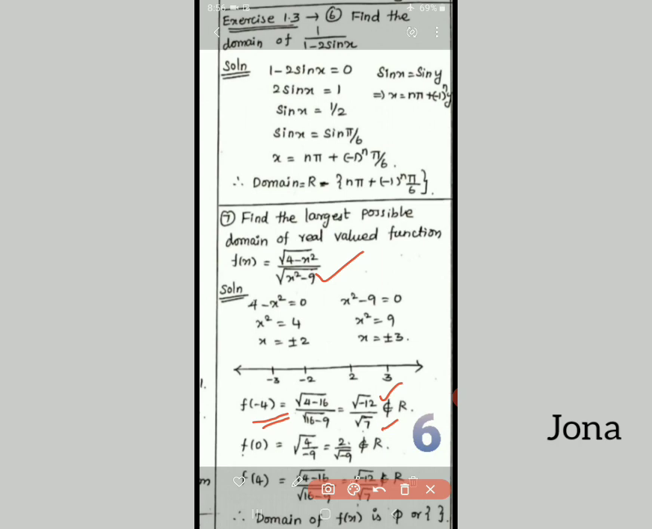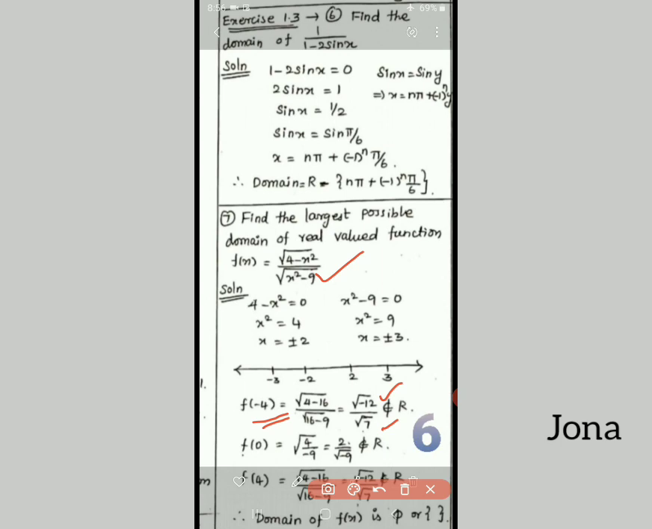minus root 7. Look here, inside the square root we have a minus symbol, so it is not possible. It is some other number called a complex number, but we will study that in 12th standard. Here it is not possible. That is not included in a real valued function. So it does not belong to R.